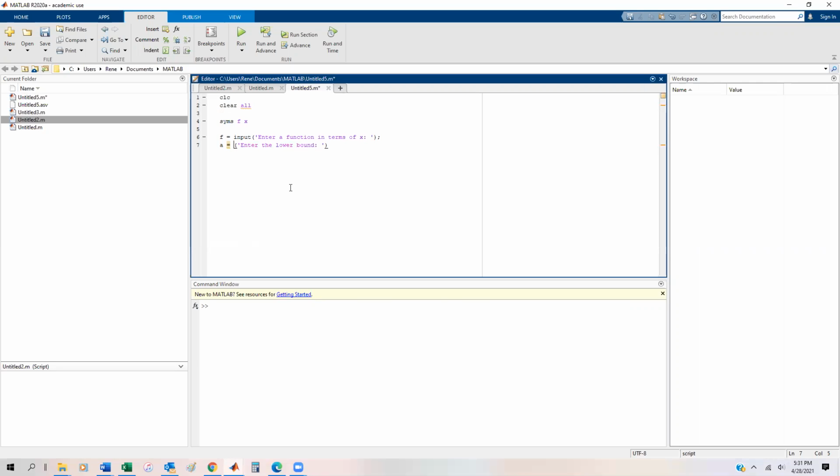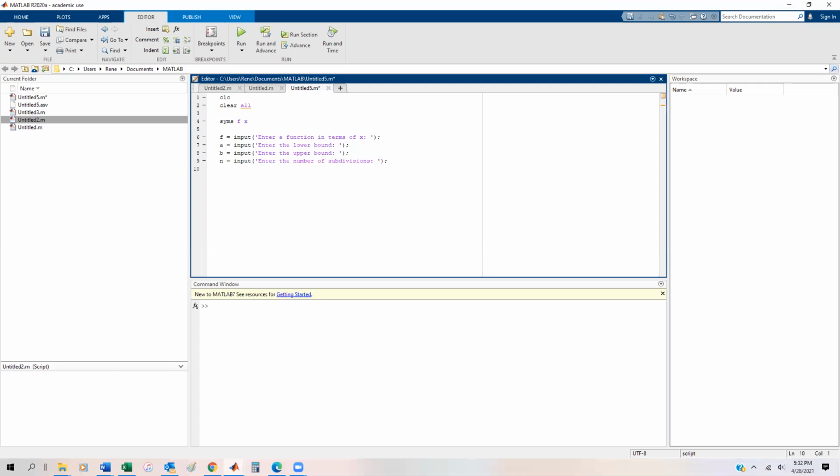And the good news is we can just cheat and steal this code, copy and paste it, and get the upper bound. So I'm just going to call this B, and I'm going to call this the upper bound. And then I'm going to get the number of subdivisions N. Okay, so we're going to input that. All right, so that takes care of the input.